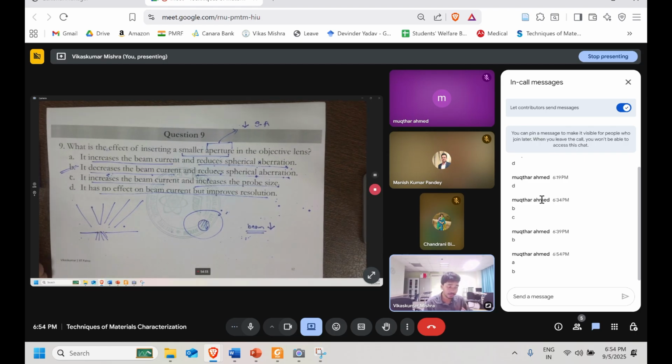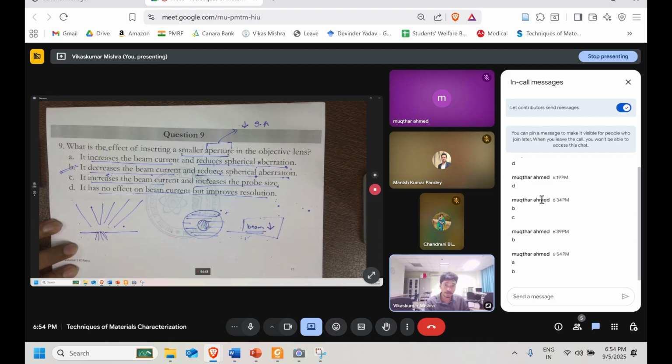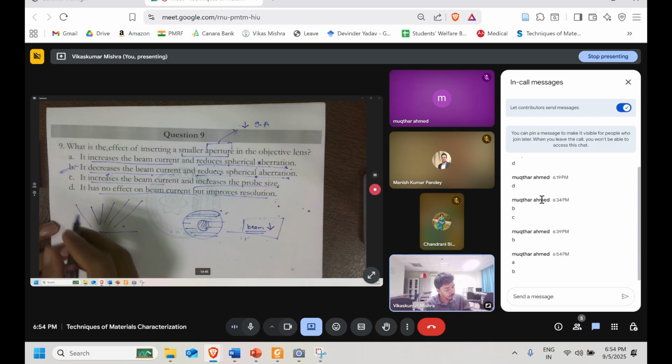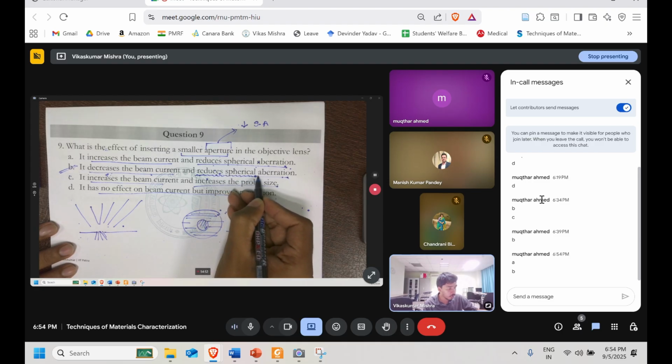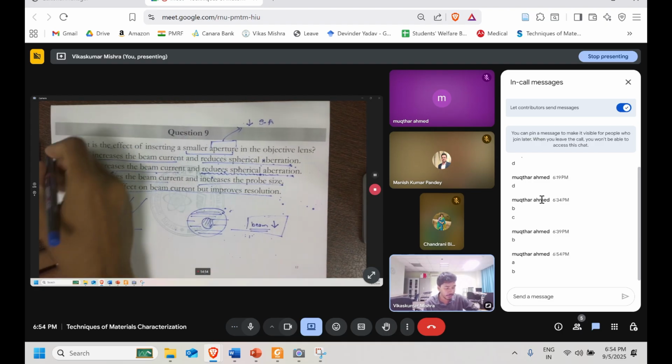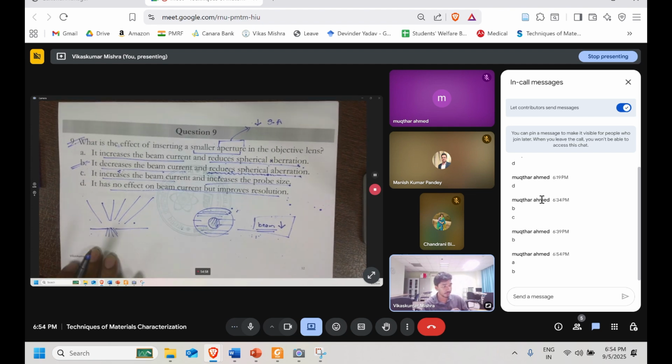If you are inserting the aperture, it means the beam current will go down, because you are blocking the electrons which were coming from this particular region. Now it has been blocked, and so it decreases the beam current, and its most significant effect is that it will cause a reduction in the aberrations. Okay, very good. Option B is the right answer. Let's go ahead.